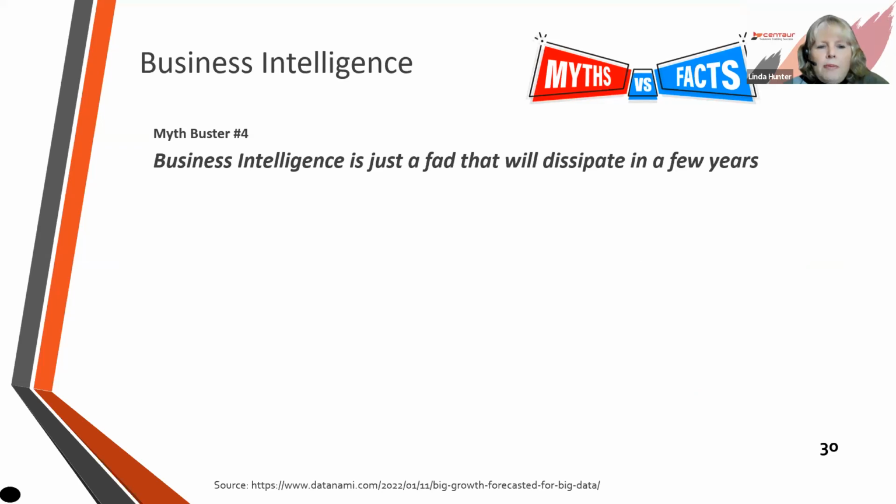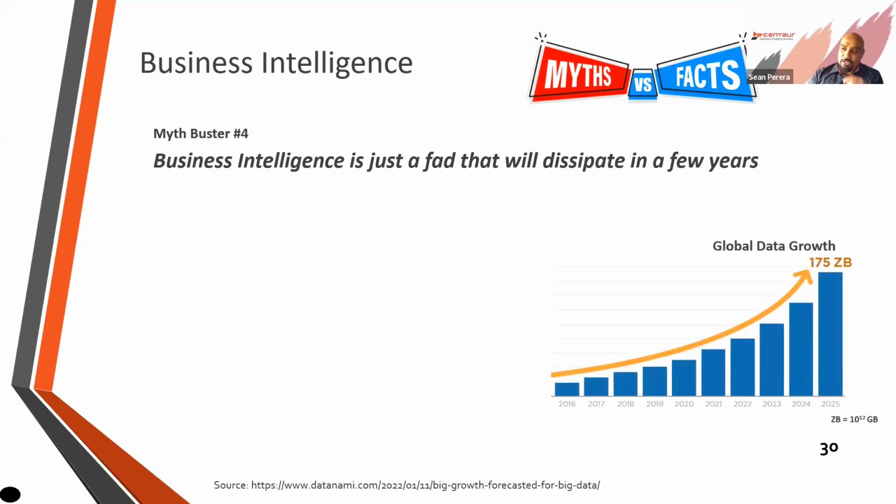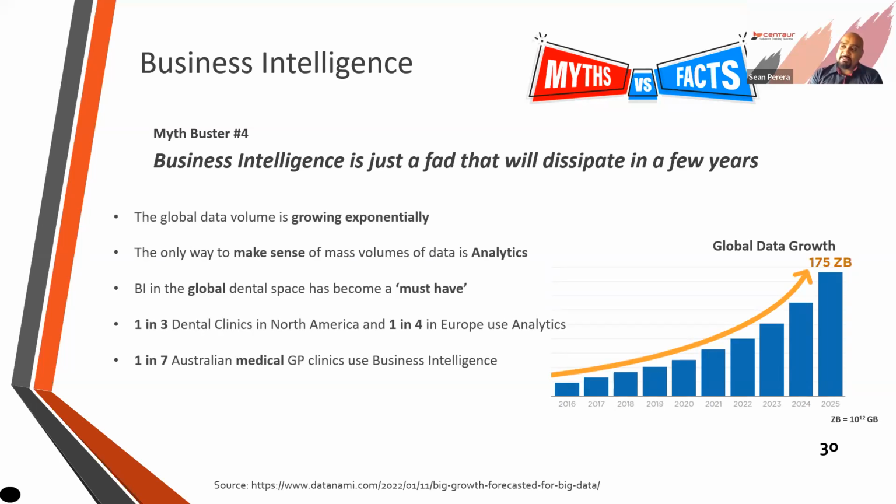So our Mythbuster number 4, business intelligence is just a fad that will dissipate in a few years. Do you agree, Sean? Not at all. So I am going to show you a graph with global data growth and the forecasted amount of data growth for the next 2 years. So by 2025, we are going to have 175 zettabytes of data. A zettabyte is 1 trillion gigabytes or 1 billion terabytes.